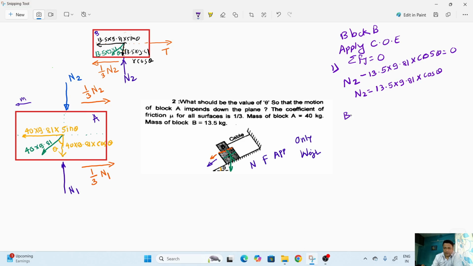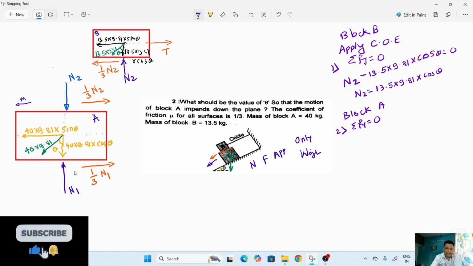Then we'll consider block A, because writing the Fx equation will not give any value for block B. So we'll move on to block A. Here also we'll use summation Fy is equal to 0. In this component, if you see, this is block A. Vertical forces are N3, 40 into 9.81 cos theta, and N2. So we'll write as per that.